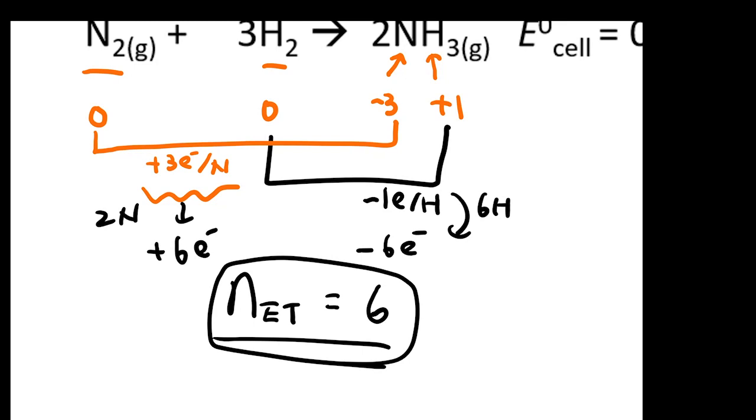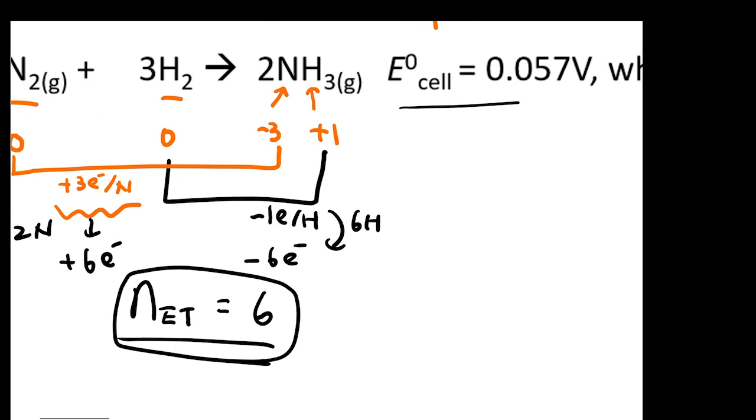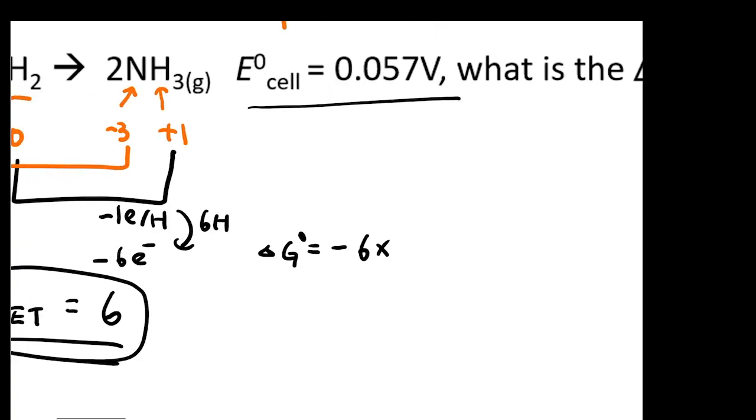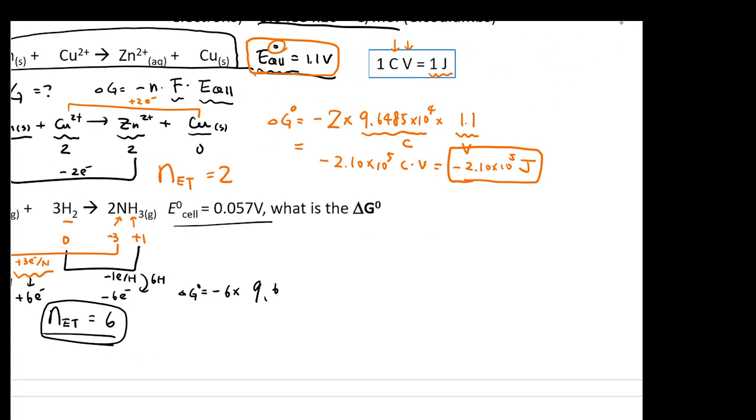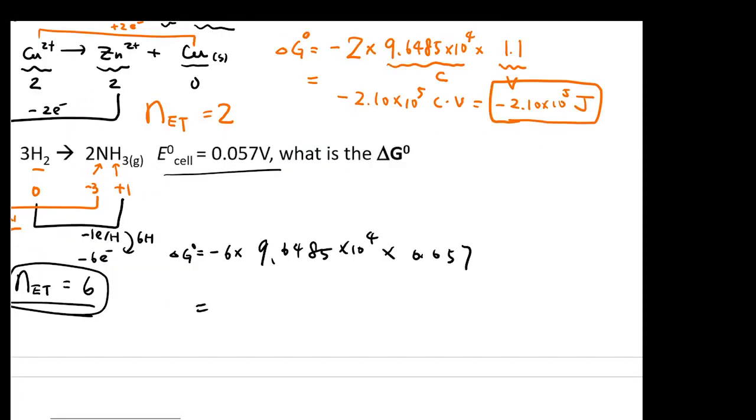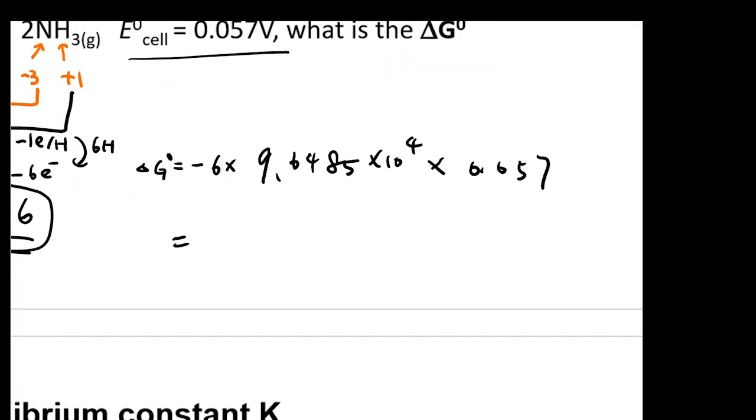Once you get that, and you have your E naught cell here, your delta G naught is simply equal to -6 times your Faraday constant, 9.6485 times 10 to the 4th power, times your E naught cell, 0.057 volt. By doing this simple calculation, you get a number of -3.30 times 10 to the 4th power joule.